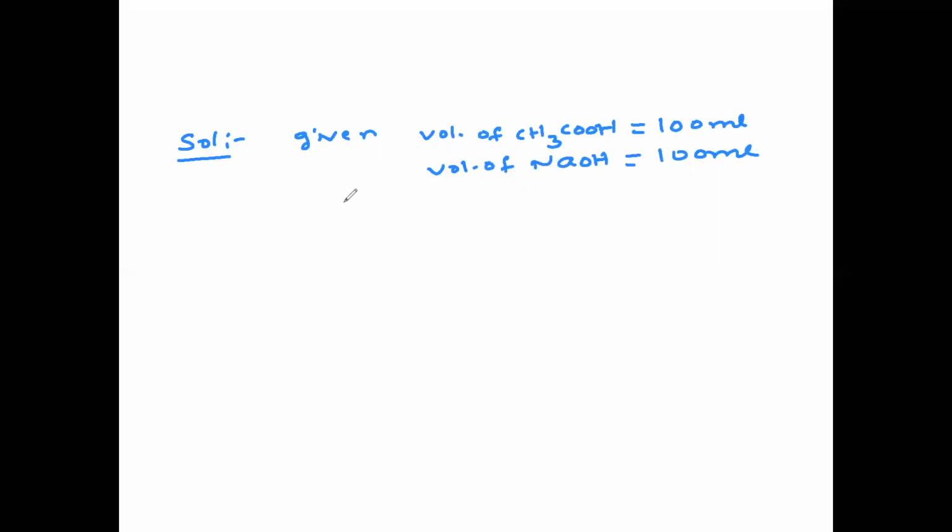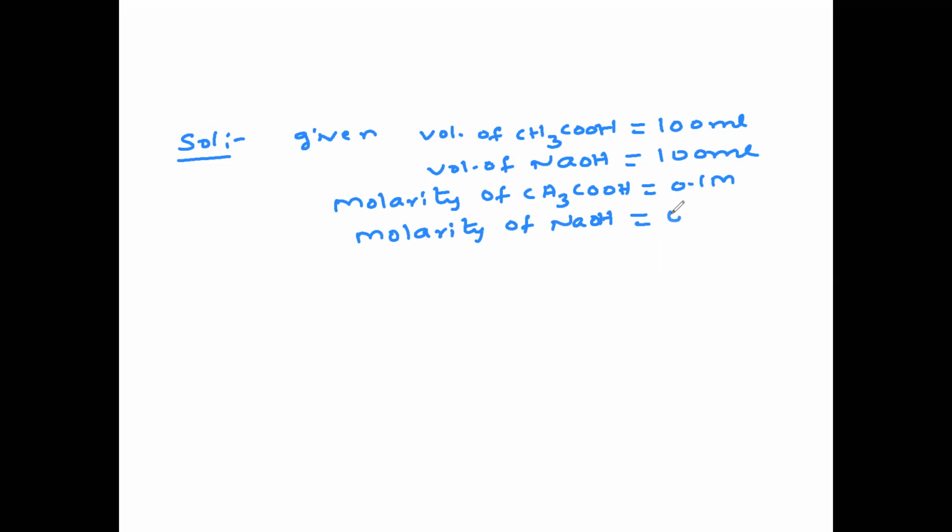And next, molarity of acetic acid is equal to 0.1 molarity, and molarity of sodium hydroxide is equal to 0.05 molarity, and Ka of acetic acid is equal to 1.8 in 10 to the power minus 5. These are the values given in the question.